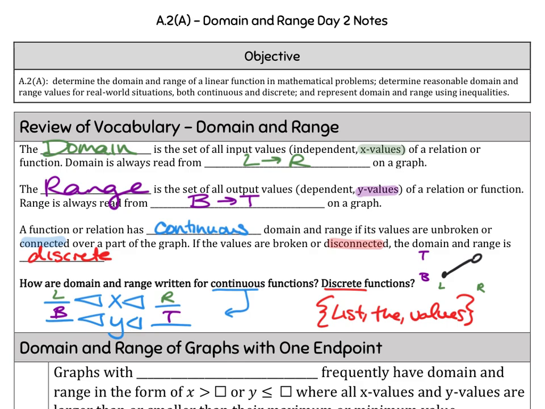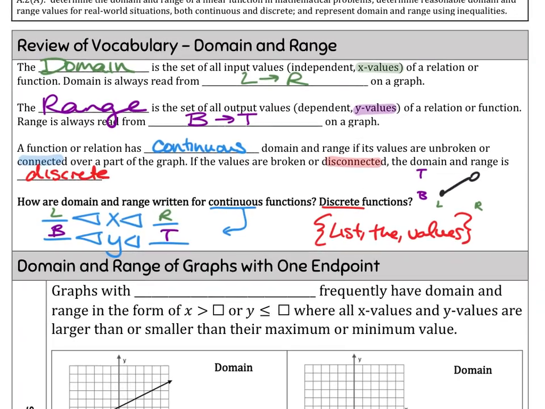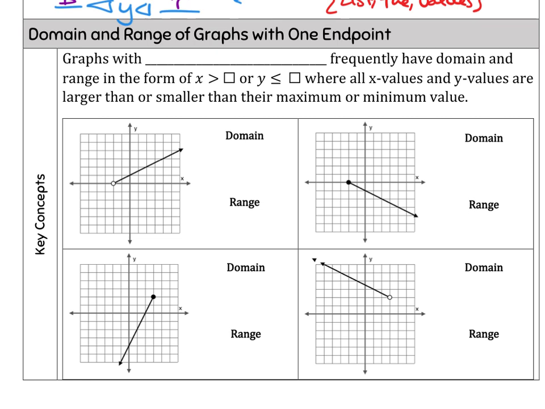Great. Today, we're going to be talking about domain and range when the graphs only have one endpoint, like you kind of see here. So instead of having two endpoints, do you see how all of these graphs end with an arrow as if they're going off the screen? Okay, that's super important to recognize because that's going to change how we write our domain and range. If your graph only has one endpoint, then you're only going to have one number included in your domain or your range.